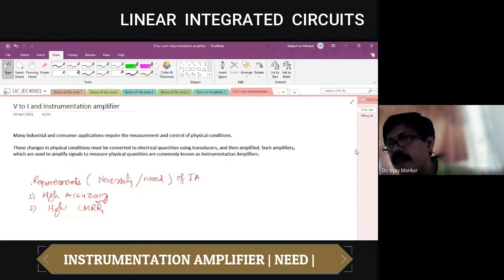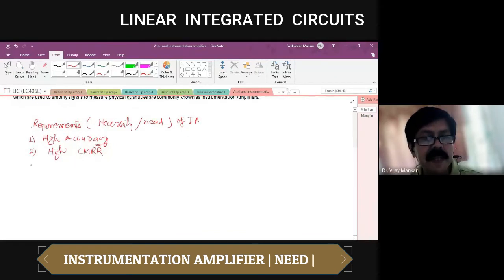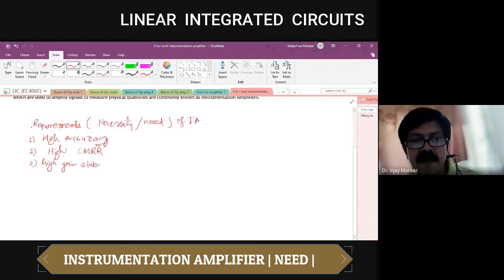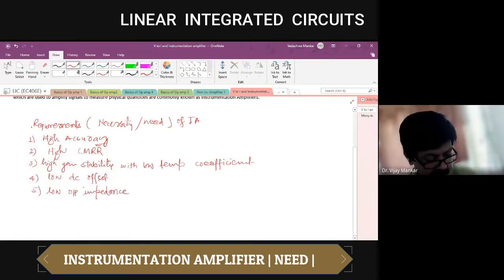So we know if I make an amplifier using op-amp, it will give a high CMRR. Then we require high gain stability. The gain should be as stable as possible. It should not drift away or change with the environmental change, temperature or supply. Stability with low temperature coefficient. Low temperature coefficient means the changes that occur with the change in temperature should be as low as possible. Then low DC offset. Then there is low output impedance. Then most important is simple gain adjustment.